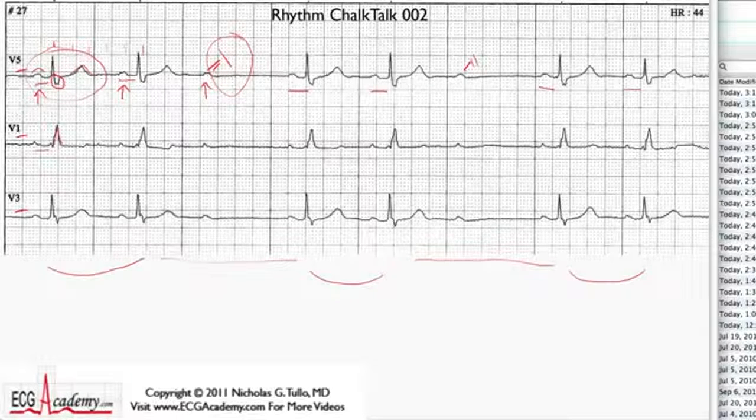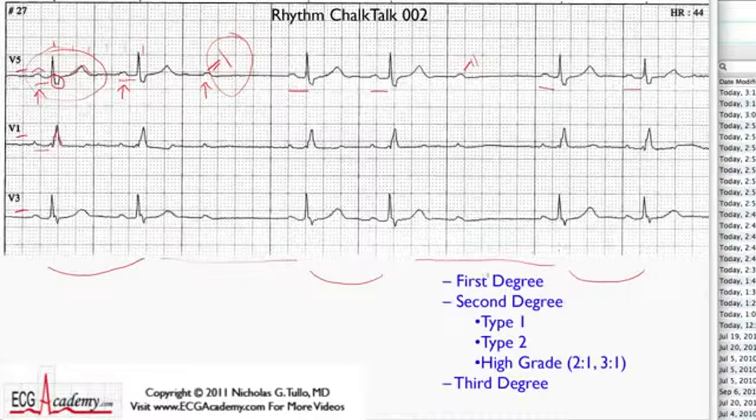Now, if we look at all different AV blocks, we remember that you have first, second, and third degree, where with first degree all the P's conduct. It's just your PR interval is a little bit long. With third degree AV block, none of the P waves conduct. Well, clearly some of them conduct in this tracing, so we have second degree AV block, and you should already know that with a fixed PR interval and no increase, that should be type 2 second degree AV block.